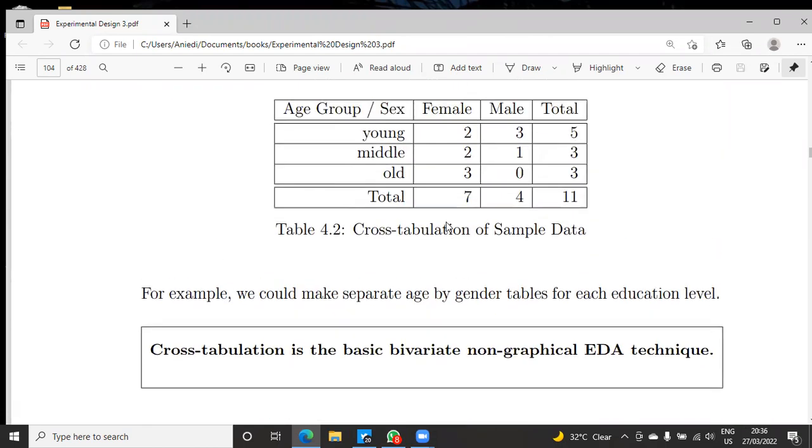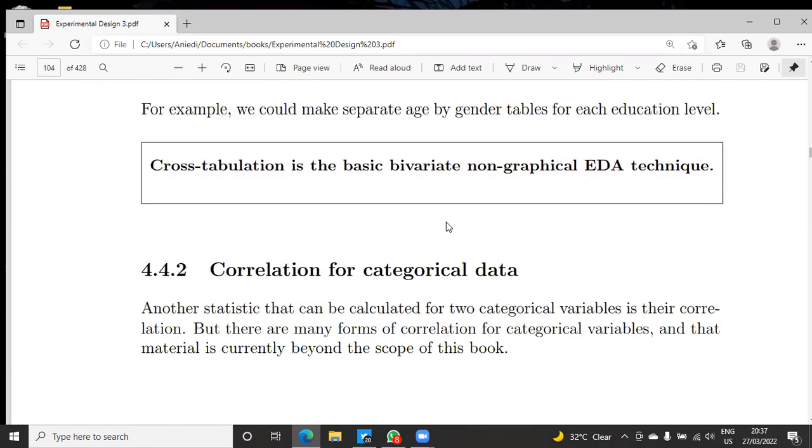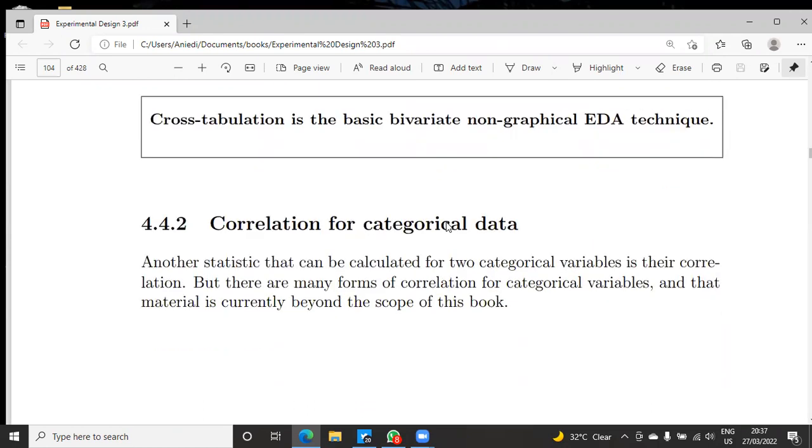So these data are from 3 different populations: the young, the middle, and the old. So the person decides to split them female, male. So you can either present it as female that is young, separate from female that is middle, and female that is old. Or you do the same with the male. So it's a basic bivariate non-graphical exploratory data analysis technique.